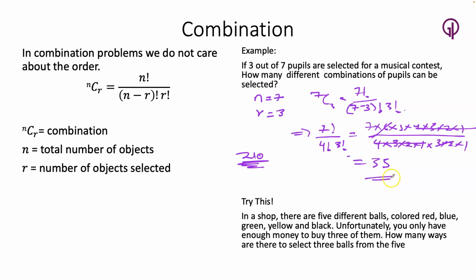Whereas under combinations, we are just picking people. We don't care about the order of things, and so we had 35 different combinations of people that can be selected. Now try your hands on this particular example.